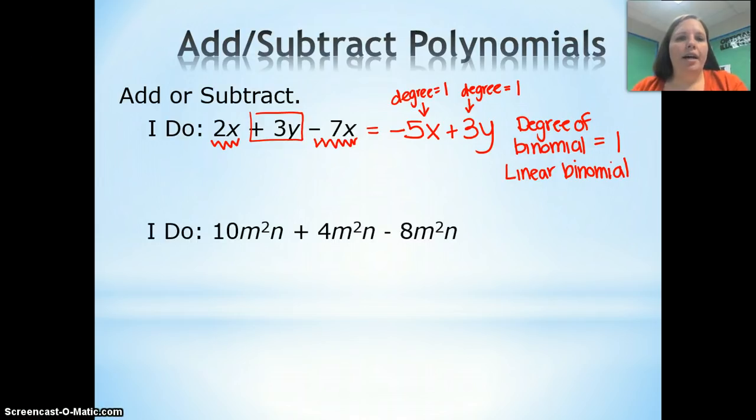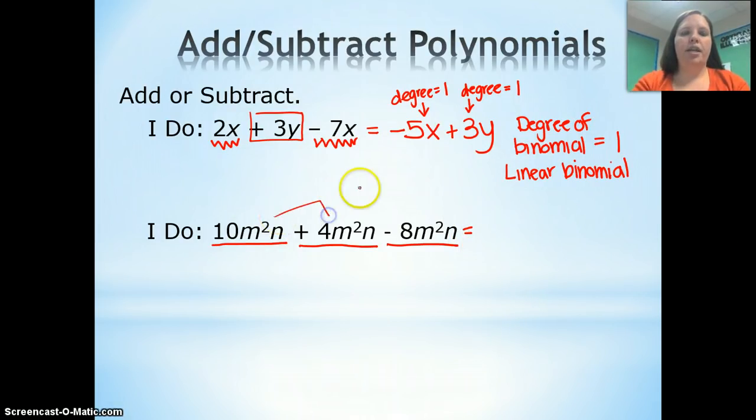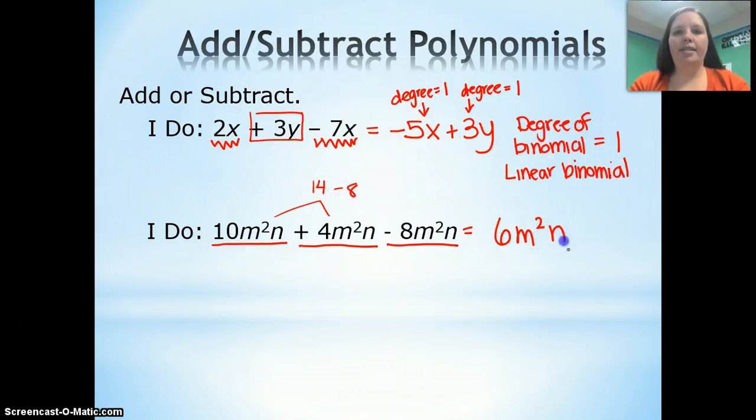So to move along, looking at these three terms, and terms are separated by addition or subtraction. We have an m squared n, we have another m squared n, and we have a third set that has that same exact set of variables and exponents. So all of those are like terms, and we can combine them together. So 10 and 4 would give me 14, minus 8 would give me 6 m squared n. Because this is all multiplication, 6 times m squared times n, this is a monomial.